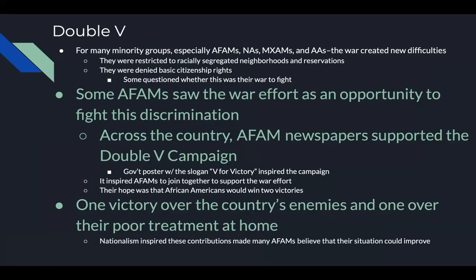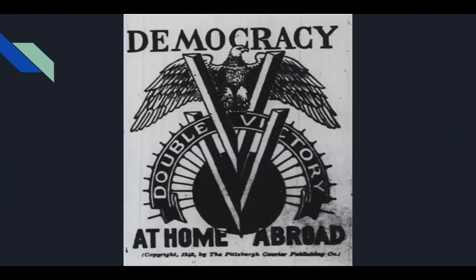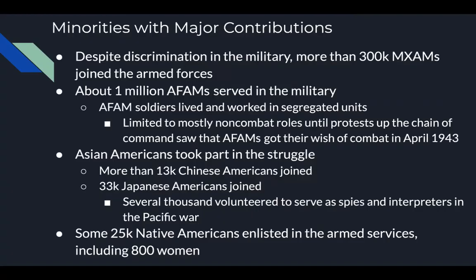Across the country, African American newspapers supported the Double V campaign. There was a government poster going around with the slogan V is for victory, which inspired the campaign. This campaign will also inspire African Americans to join together to support the war effort. Their hope was that African Americans would win 2 victories, meaning double V: victory over the country's enemies abroad, and victory over their poor treatment at home. Victory at home, victory abroad. Double V, test question. Nationalism inspired these contributions that made many African Americans believe that their situations could actually improve. So there you got a double V.